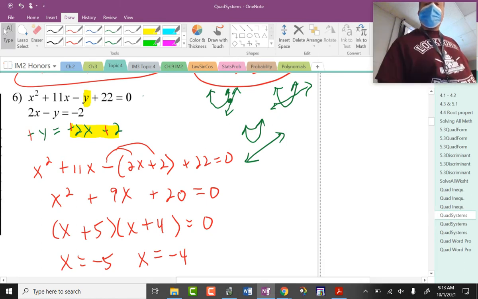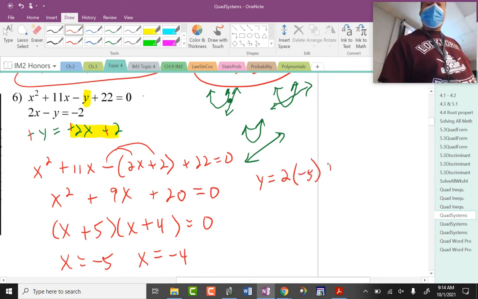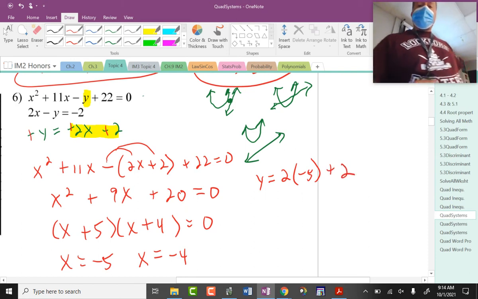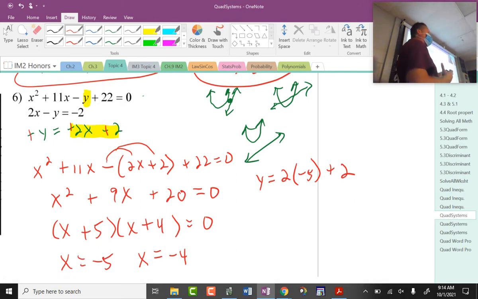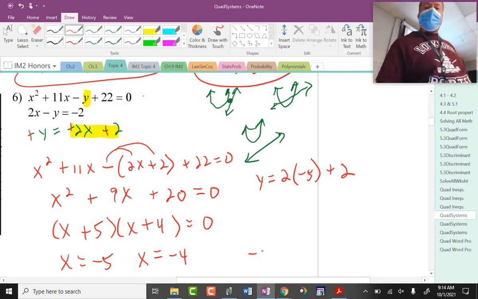I'm going to go ahead and plug it into my new version of that y, because then this becomes really easy to evaluate for y. So that I solve for y. I'm going to plug in x into this one, and then I'll get my answers right away. 2 times negative 5 is negative 10. Negative 10 plus 2 is negative 8.